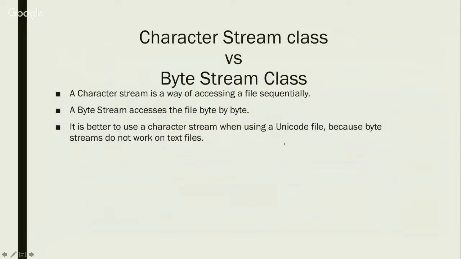So for character stream class versus byte stream class, a character stream is a way of accessing a file sequentially. So the whole file is accessed when you use a character stream class, but a byte stream class, as its name says, is accessed byte by byte, so little by little. It is better to use a character stream when using a Unicode file because it finds the characters rather than bytes, and it just doesn't work to use byte streams for text files.